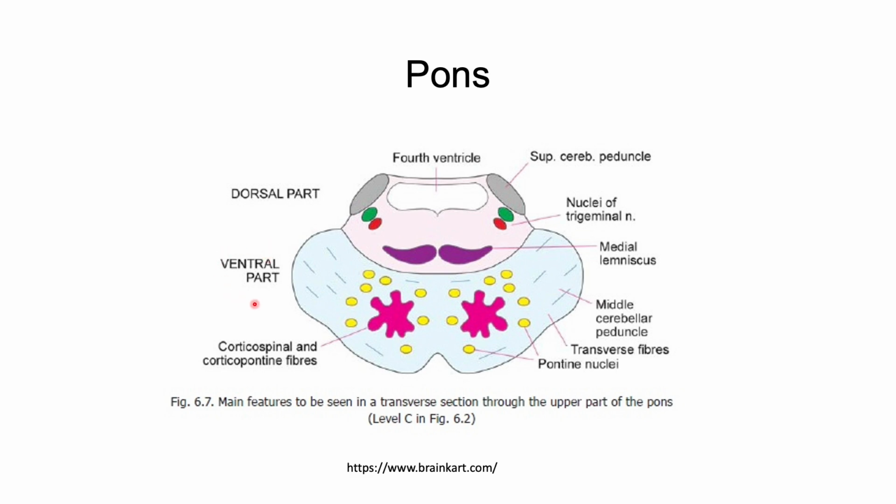But the ventral part has specialized structures all over it. They are called pontine nuclei. These pontine nuclei are very important in connecting the cerebral cortex and the cerebellum in the movement processing pathways that we will talk about in more detail later.